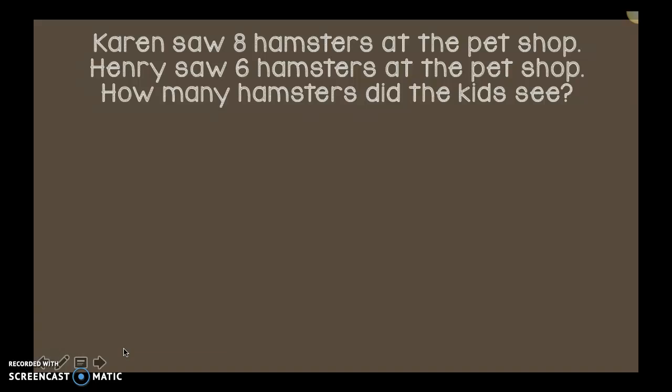All right, this says Karen saw 8 hamsters at the pet shop. Uh-oh, this is going to be cute too. Henry saw 6 hamsters at the pet shop. How many hamsters did the kids see? All right, I'm going to have you go ahead and show me your thinking. Here we go. As I read it, I want you to draw a quick picture to show me your thinking. Karen saw 8 hamsters at the pet shop. Go ahead and show me that. Good job. All right, then it said, Henry saw 6 hamsters at the pet shop. You go ahead and draw your good picture of 6 hamsters.